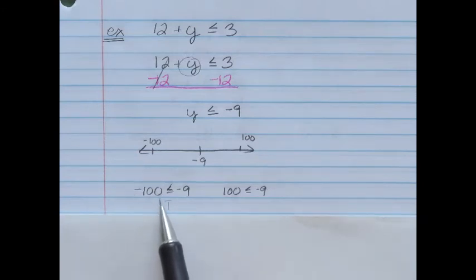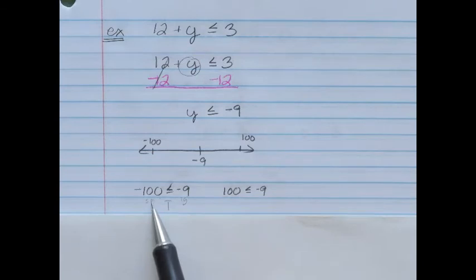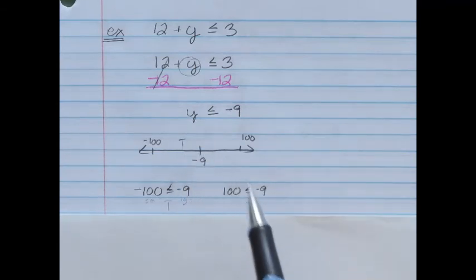So let's look at it the other way. Is negative 100 less than or equal to negative 9? Realizing this is small and this is large. Can a small number be less than or equal to a large number? That is true. So the negative 100 gets the true side.